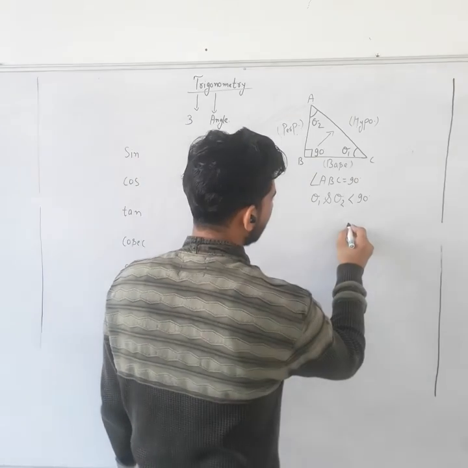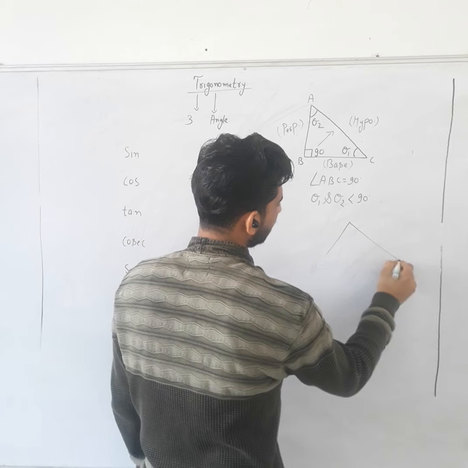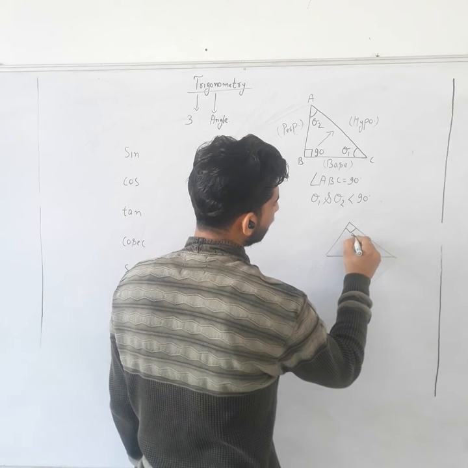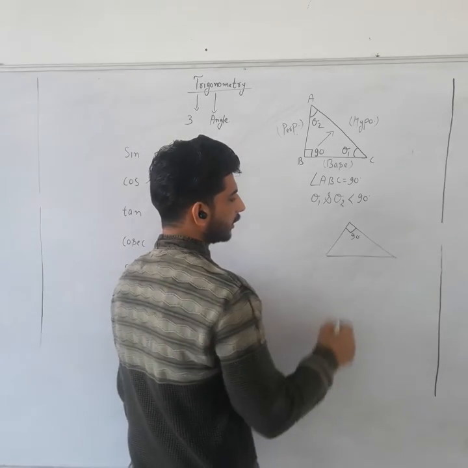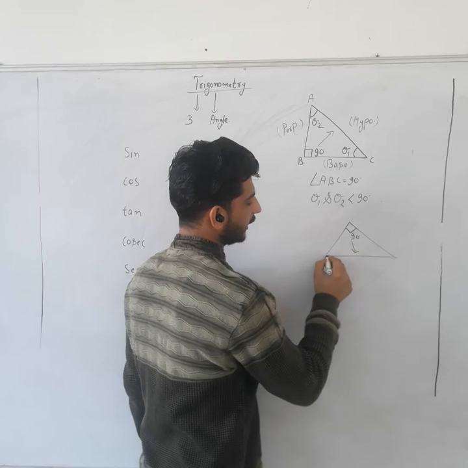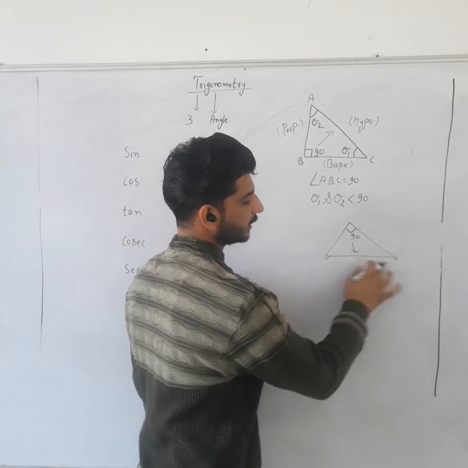In another case, like I have made a triangle and I said that this is 90 degrees. So the line in front of 90 degrees, which line? This line. So this line represents the hypotenuse in this triangle.